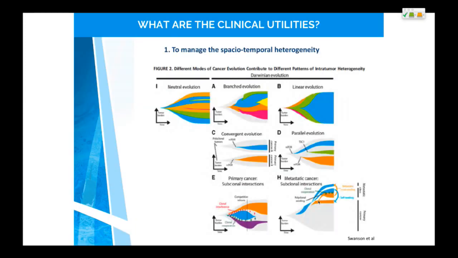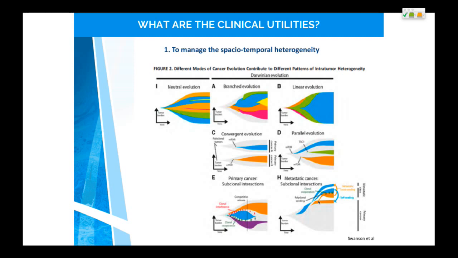So what are the clinical utilities of this ctDNA? First of all, you can manage the spatiotemporal heterogeneity, meaning that when you take a biopsy, you are never sure that you pick up all the tumor cells. And also, if you are thinking about a metastatic disease, you don't know what is the status of most of the mutations in the metastasis.